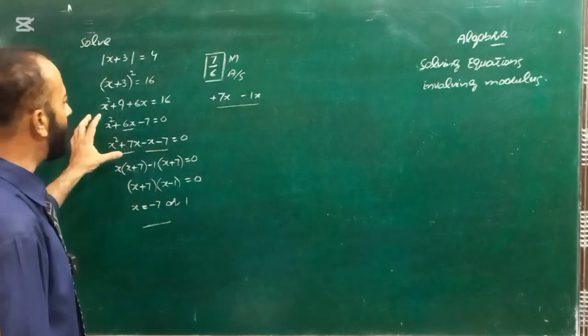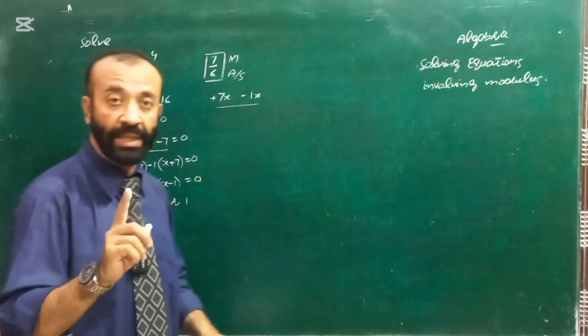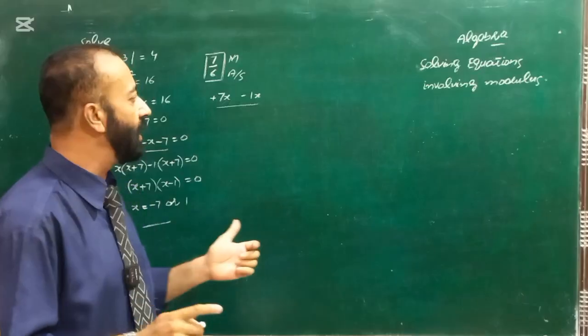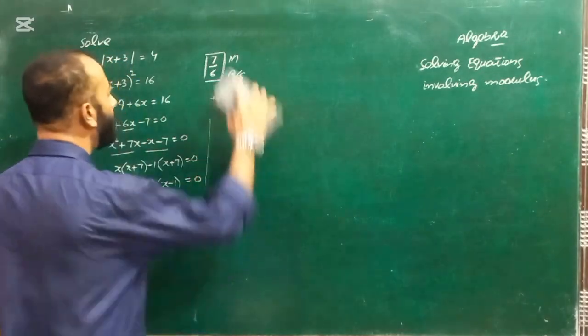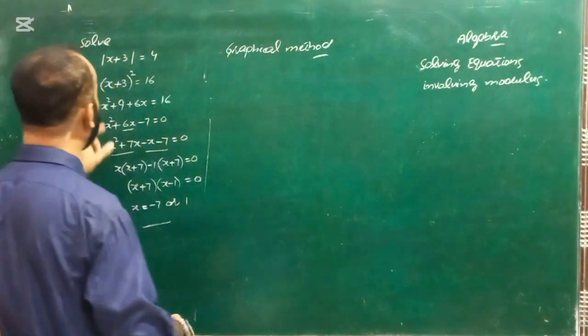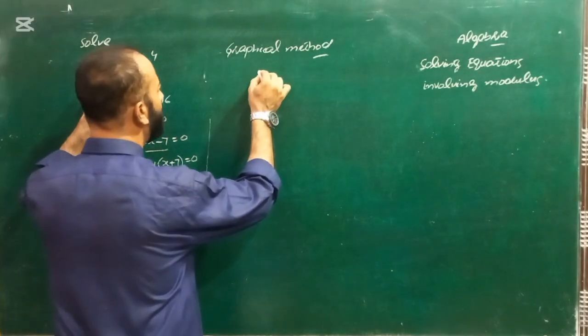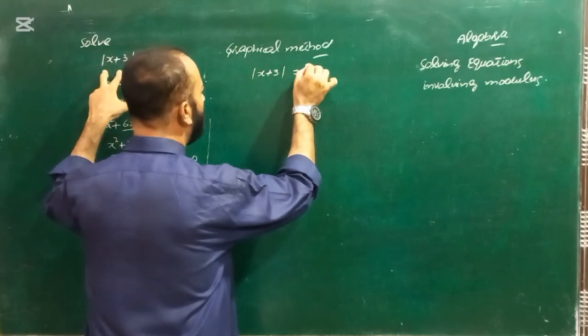Okay, now we are going to solve the same question by the graphical method. So this is very important. You have to understand the concepts. Okay, look now. Graphical. So the second method is the graphical method. Here is the equation |x + 3| = 4.